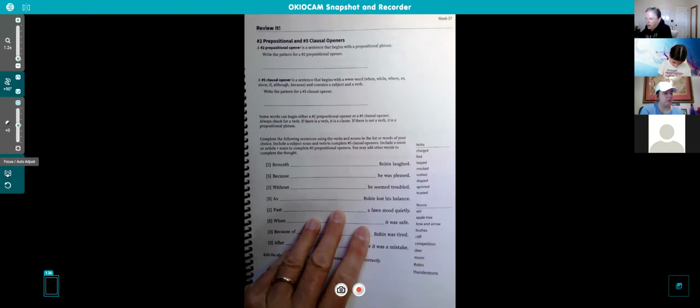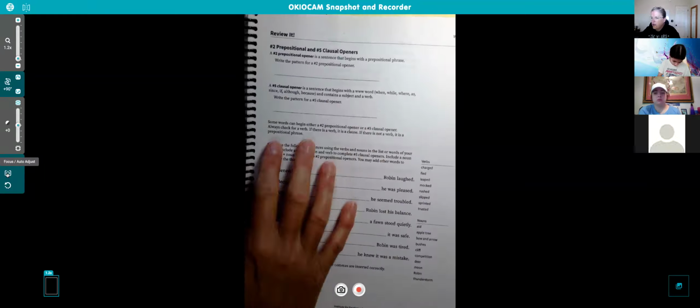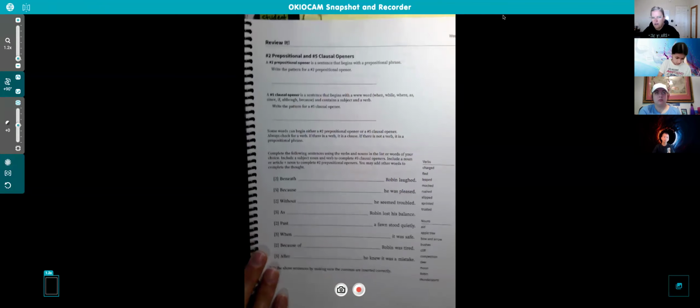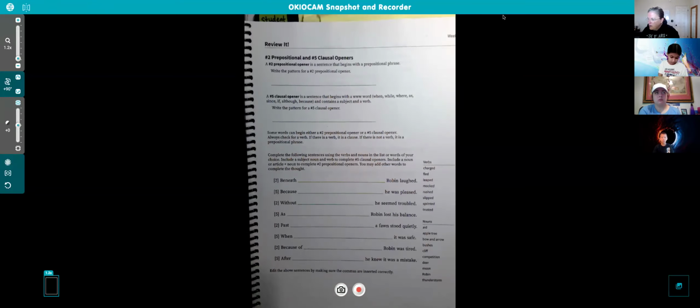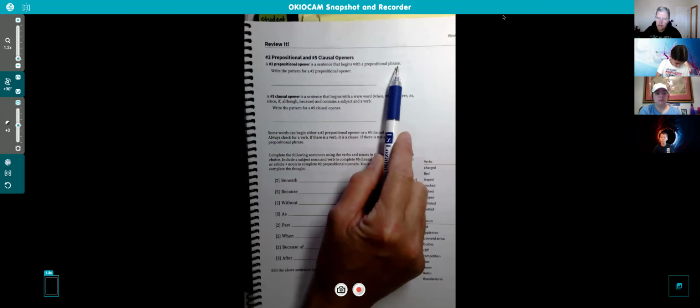Today we're talking about a couple of different openers. You already know this, so this is review, the prepositional opener and the clausal opener. So we're looking at both of those today. And it helps to look at them side by side like this, so we can determine which one it is. It basically says a number 2 prepositional opener is a sentence that begins with a prepositional phrase.